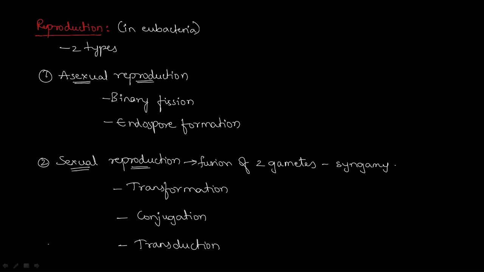Now when we come to reproduction in eubacteria, reproduction is of two types, that is asexual reproduction and sexual reproduction. In asexual reproduction, binary fission and endospore formation is seen, and sexual reproduction, which is a fusion of two gametes, that is syngamy, is generally observed. It can be seen in transformation, conjugation, and transduction.